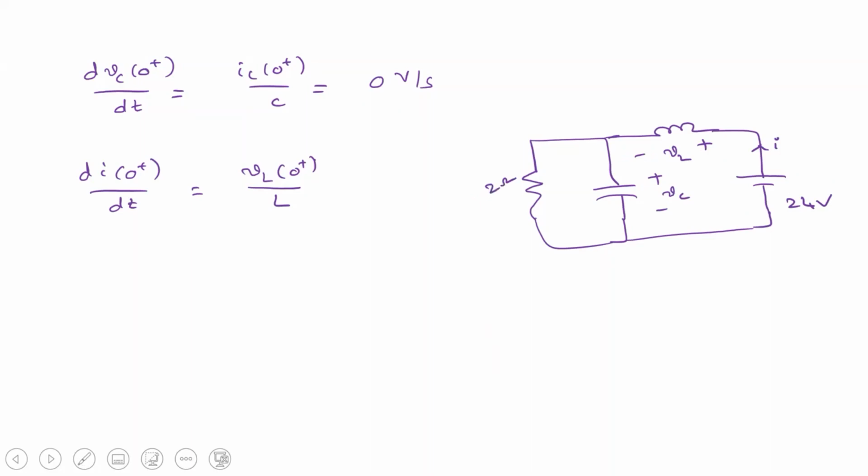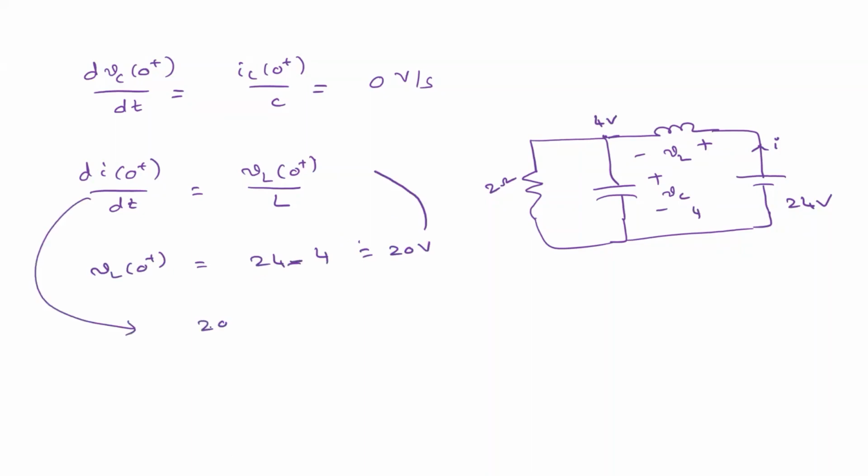So now tell me, what is VL? 24 minus 4. Yes, sir. This voltage is 4 volts, right? That means at this particular instant this is 4 volts. So VL of 0 plus is 24 minus 4, which is equal to 20 volts. So this will be 20 by, what is the L value? 0.4. So that means 50 ampere per second. So this is the one. Understood?